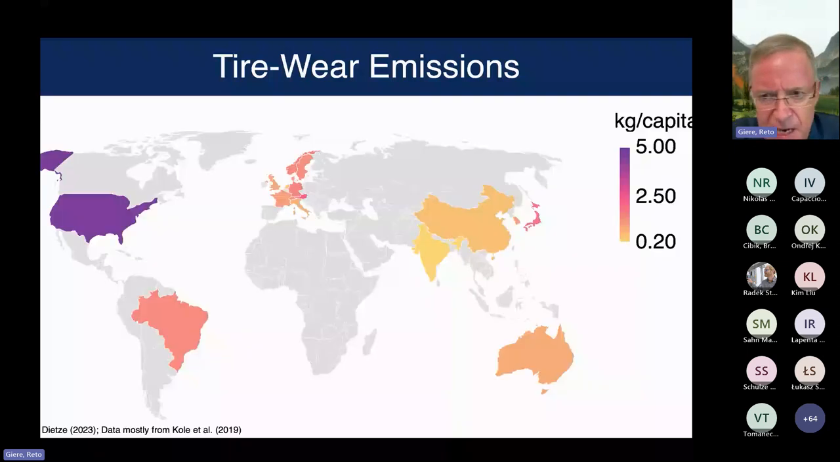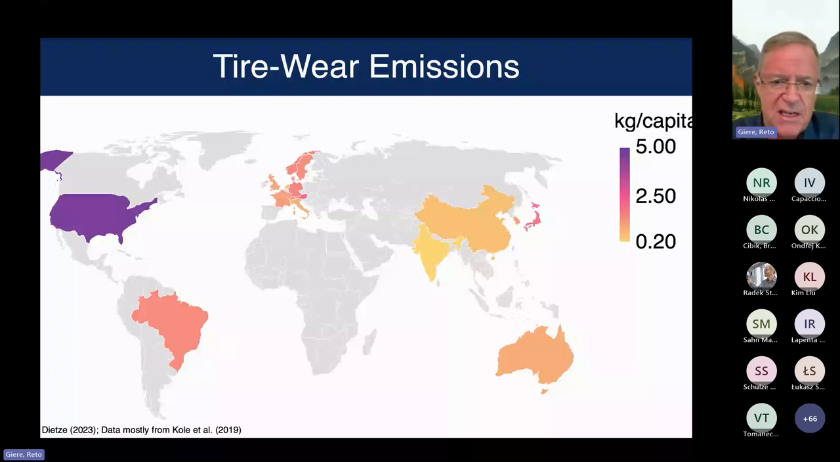When we extrapolate the data, we can come up with estimates for tire wear emissions globally. And the highlighted countries here are those for which we have good data. The data are mostly from Cole et al. in 2019, a very good publication that I can recommend to you, and with amendments and several other publications for specific countries. And you see here some interesting trends. For example, in India, it is about 0.2 kilograms per capita per year. On the other end, we have the United States with 5 kilograms per capita per year. And this is a remarkable spread.